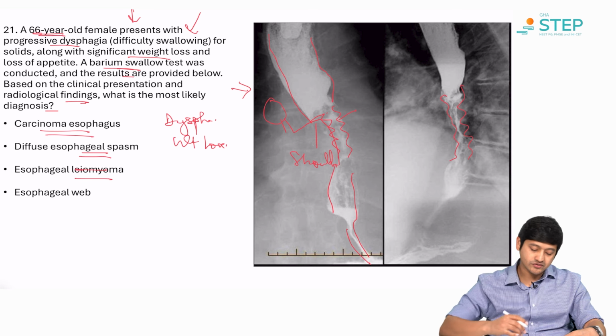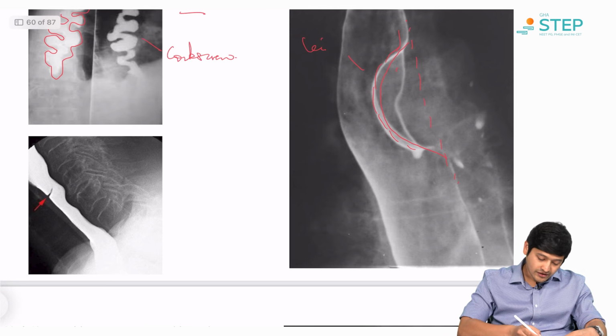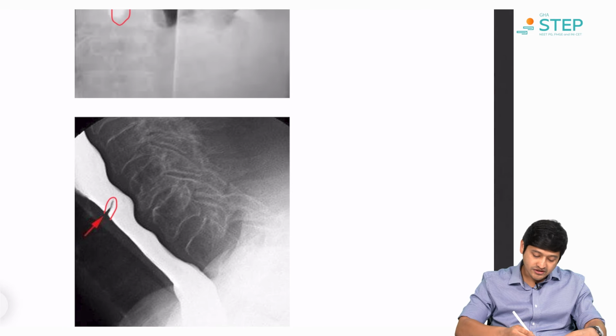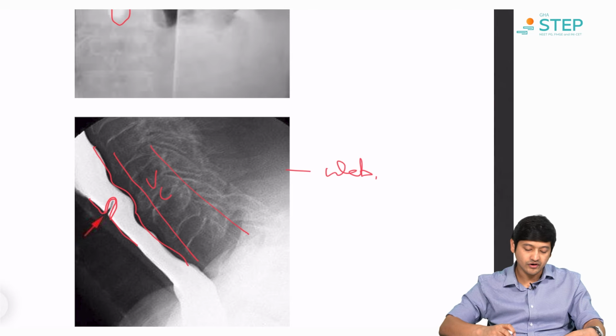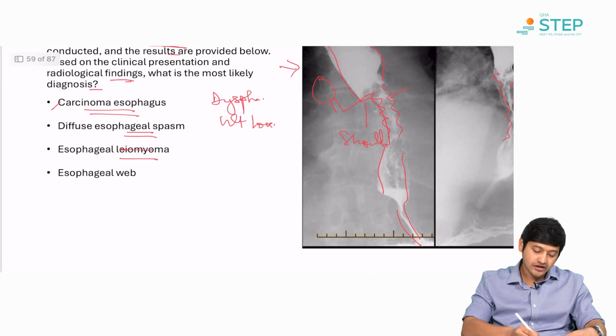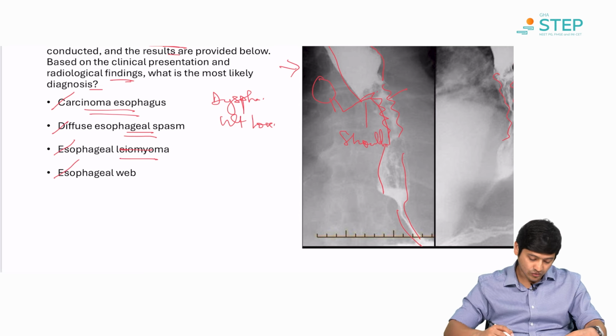Diffuse esophageal spasms we've already seen, and when you have a shelf-like projection in the anterior esophagus over here, you can see that this is posterior because the vertebral column is here, and the esophagus is anterior to that. In the anterior aspect you have a shelf-like projection. This becomes an esophageal web, all right. So all of our options are sorted. Our answer is a carcinoma esophagus. We've also seen what the other three look like.